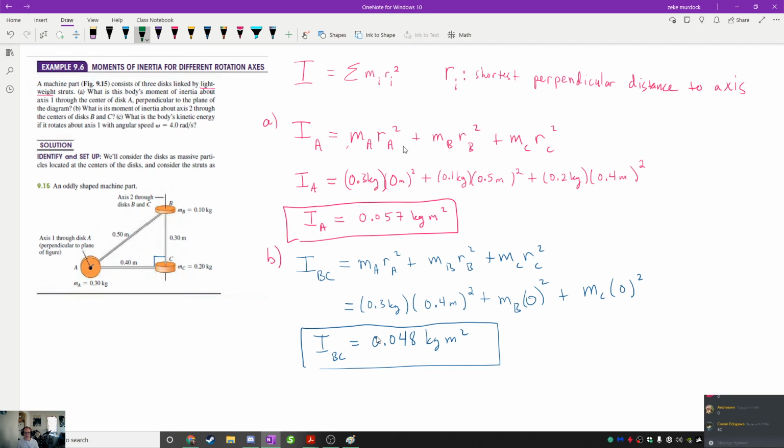Part C says, what is the body's kinetic energy if it rotates about axis 1 with an angular speed of 4 radians per second? So for part C, this is a very easy calculation, because now that we know what the moment of inertia is, to find the kinetic energy, we just need 1/2 I omega squared.